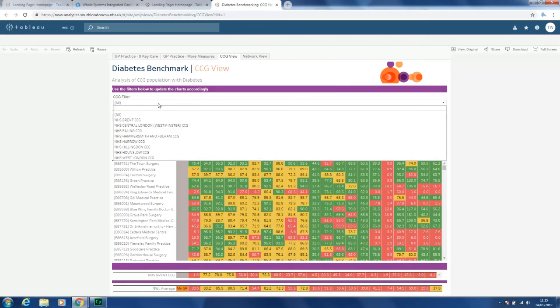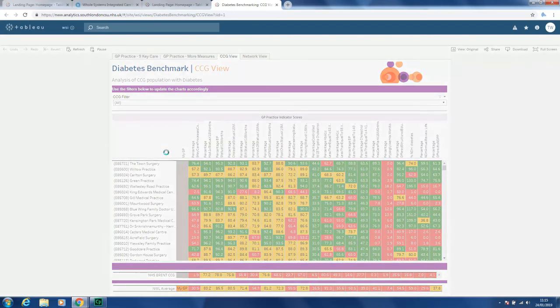So this can be filtered by CCG. We'll just do that briefly for, say, Hounslow, to view that information. And that will just take a little while because of the amount of data that's being filtered, but it's still probably quicker than being able to view this data directly within your GP system, and you get a more visual output from this.